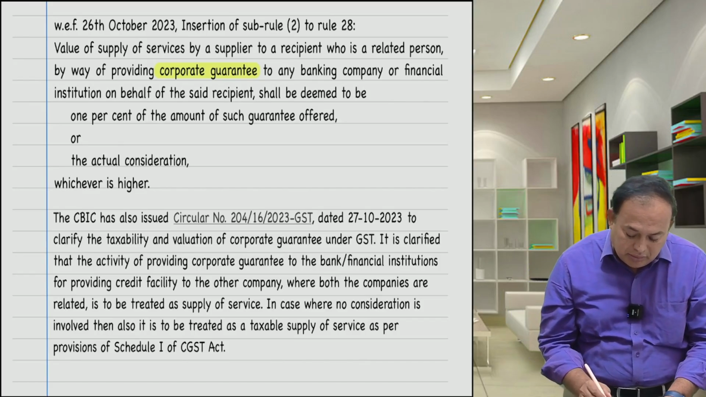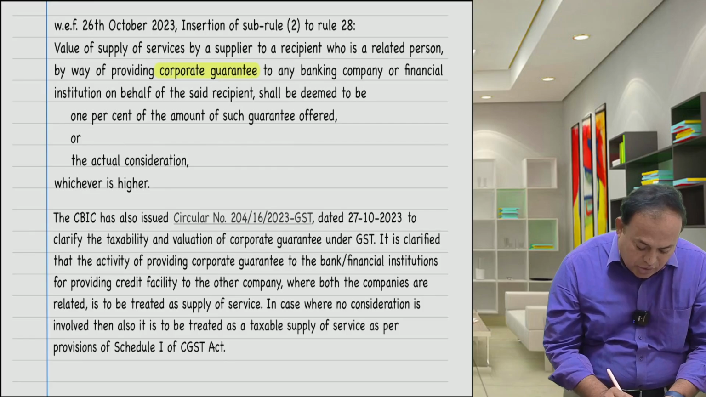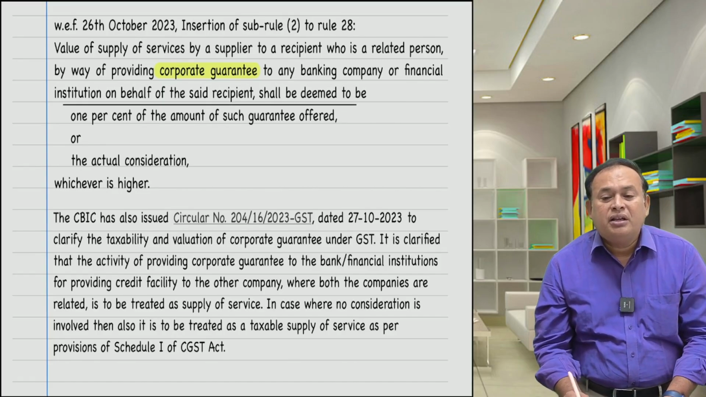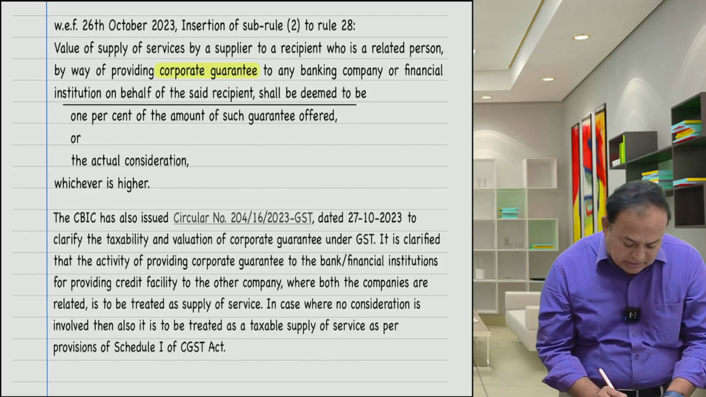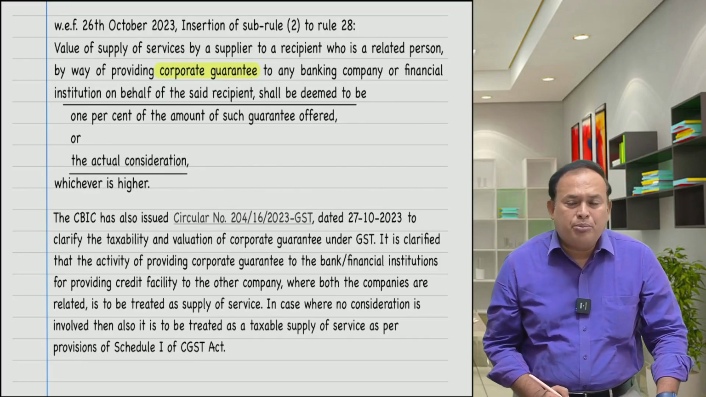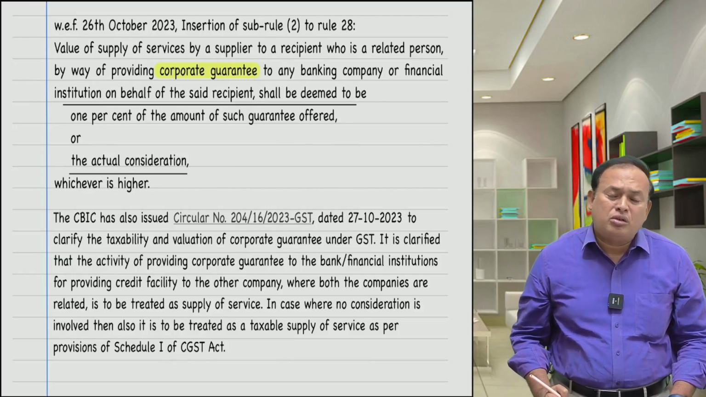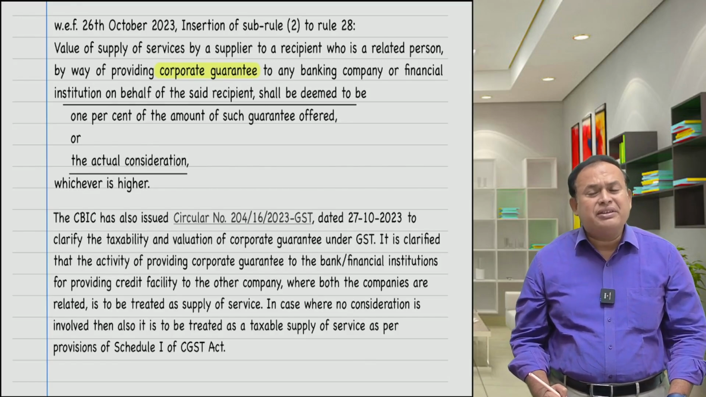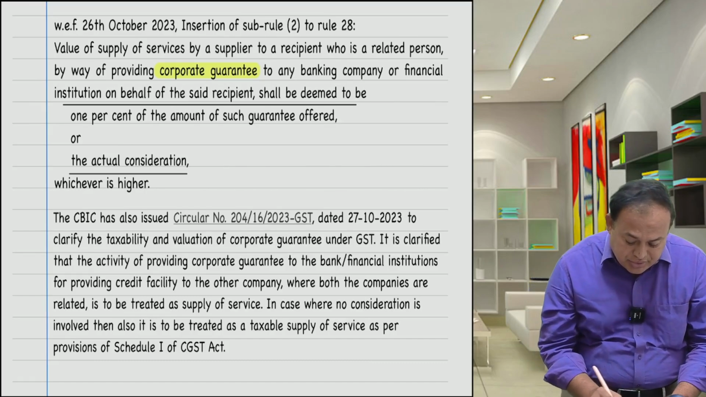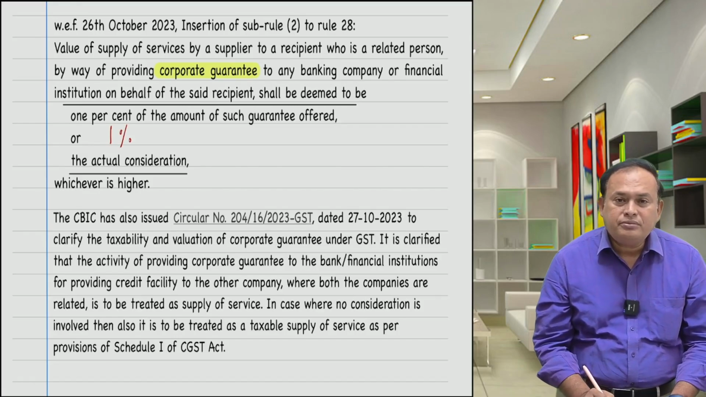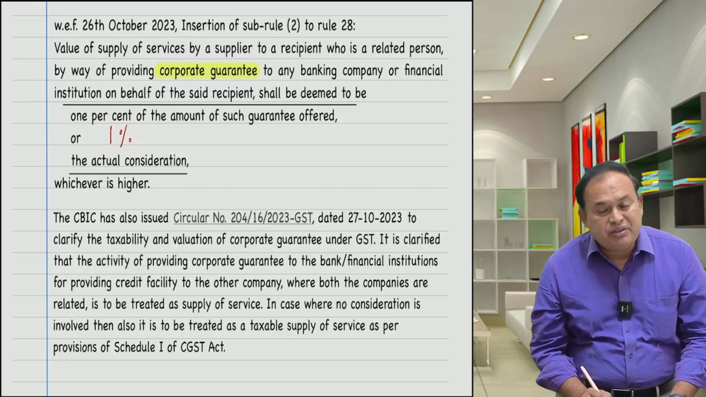What is the particular valuation? Here they said 1% of the amount of such guarantee offered, or the actual consideration paid to that particular corporate company or to the ex-director who gave the particular corporate guarantee. Among the two, 1% of the amount of such guarantee or actual consideration, whichever is higher.